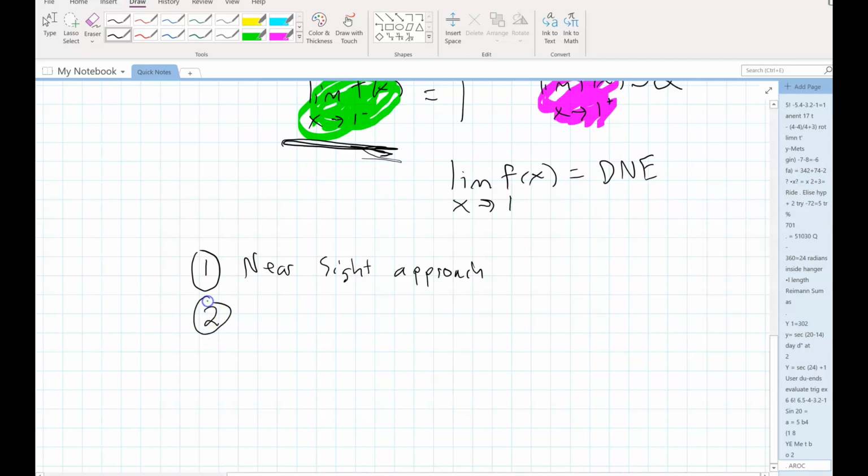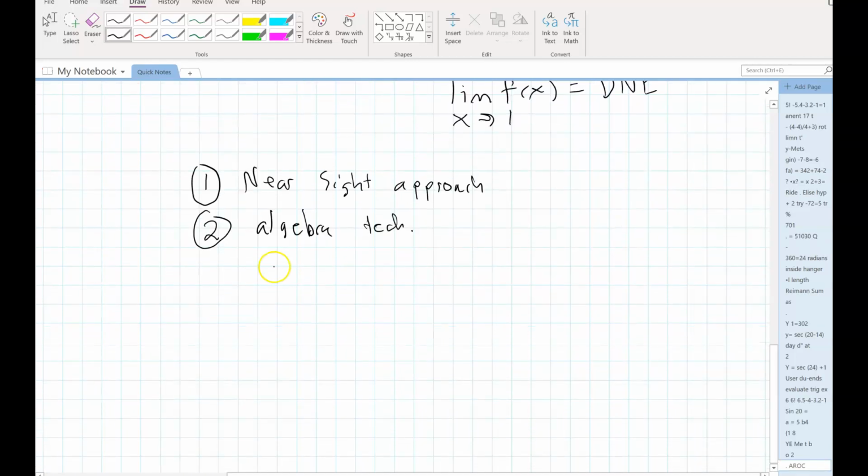Another technique for dealing with limits is algebra. There are several different algebra techniques. There is factoring and canceling. There is rationalizing.